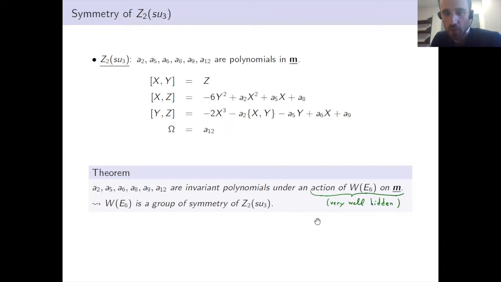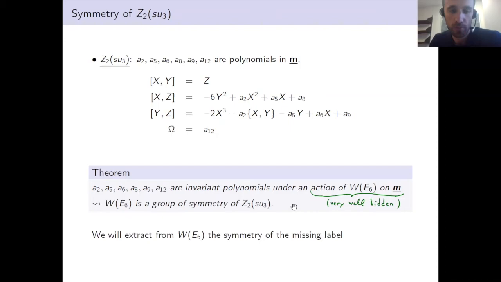And it turns out this is a very large group, actually. It's several, 50,000, something like that. So it turns out that we have a huge group of symmetry of this diagonal centralizer, a group that we were not expecting at all. So last slide, I will tell you how we extract from this large symmetry group the actual physical symmetry, the symmetry of the missing label.